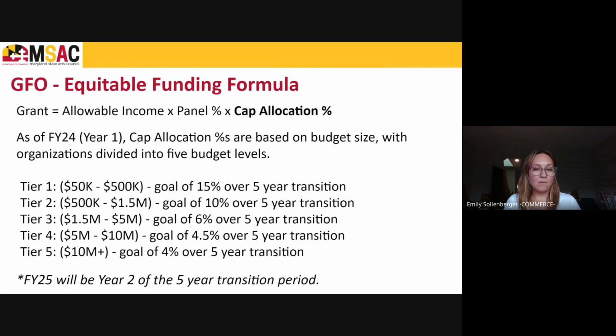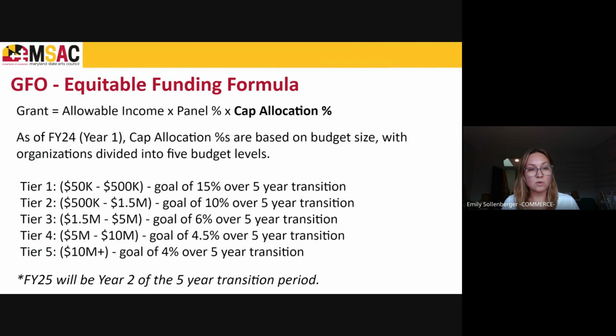So we determined that instead of one cap allocation to be used for every single organization, we are breaking down each organization by budget size. So there's 5 different tiers, as you'll see on your screen, with some different goals. So tier 1 is our organizations that are between $50,000 and $500,000 in allowable income. Tier 2 is 500 to 1.5 million. Tier 3 is 1.5 million to 5 million. Tier 4 is 5 to 10 million. And tier 5 is our 10 million plus organizations.